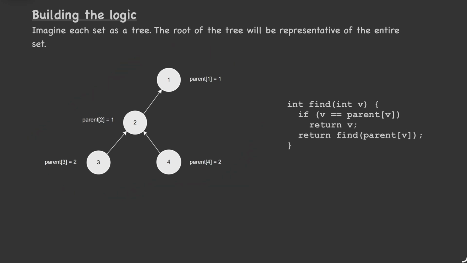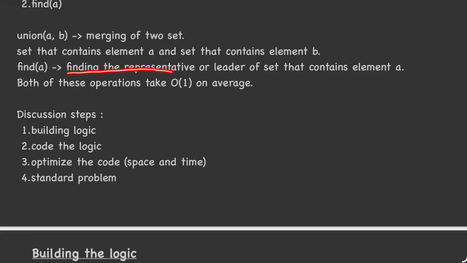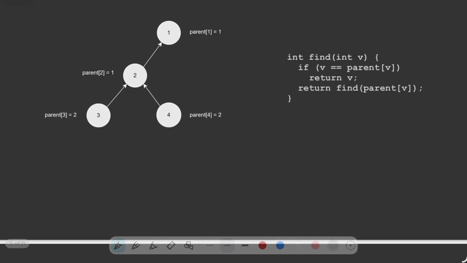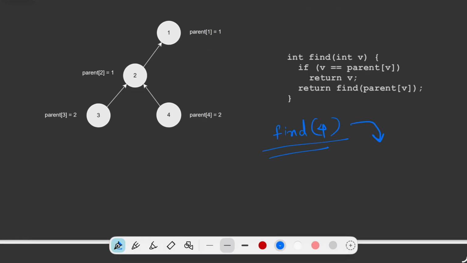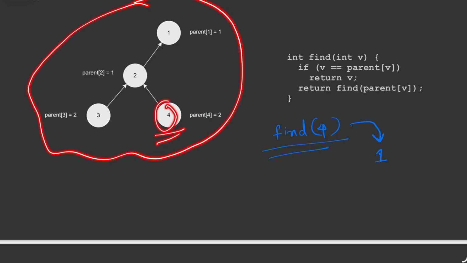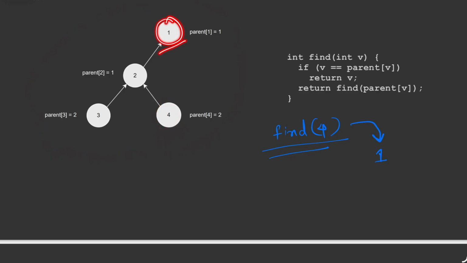But the key concept that I want to highlight here is a parent array. See, in the find operation, we need to return the representative or the leader of a set that contains an element A. So here, if I ask you, what is find 4? The answer is very clear. It is 1. Why 1? Because find returns the leader of a set that contains an element 4. Now element 4 is present inside this particular set. And who is the leader? Root will always be the leader of this set.